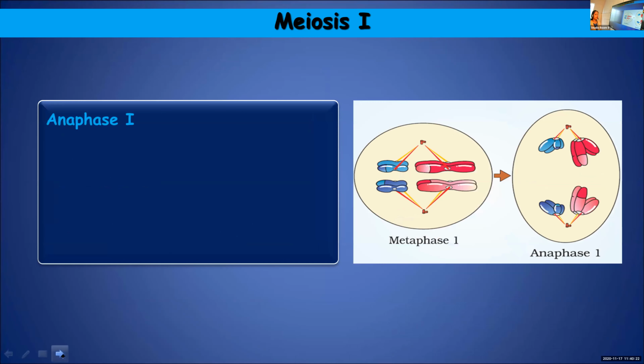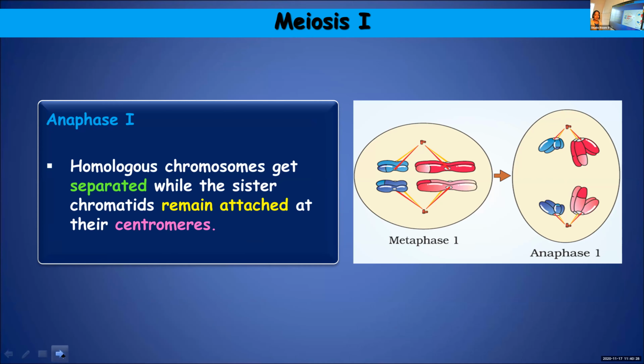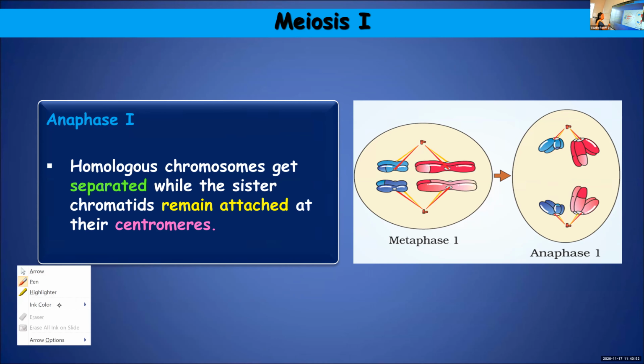Then in anaphase 1, what you will find is that these homologous chromosomes are splitting, not the centromere. Like in mitosis, the centromere will get split and the sister chromatids will move towards the opposite poles. But in anaphase 1, coming under meiotic 1 division, it's not the centromere which is getting split, but the homologous chromosomes will get separated and they will be moving towards the opposite poles.